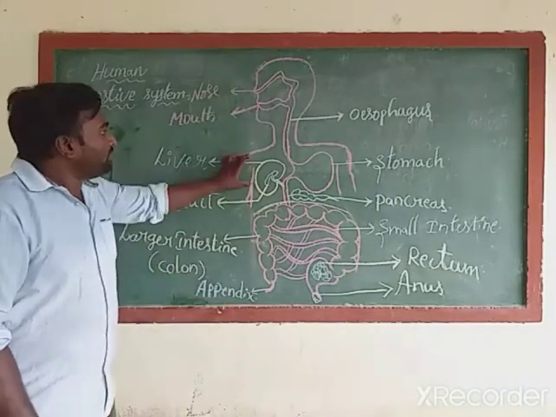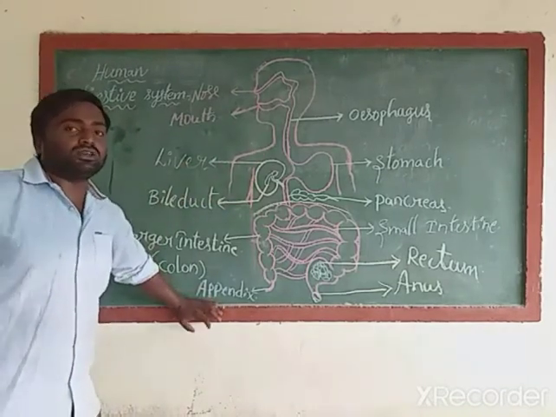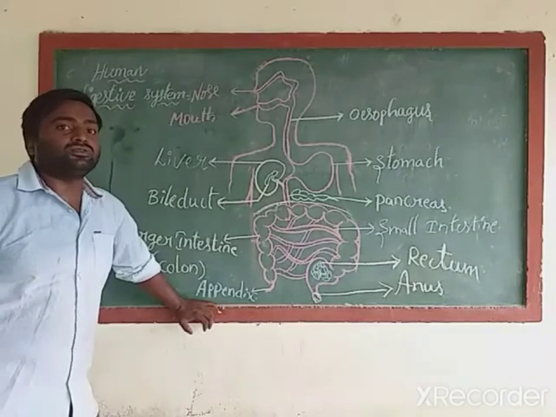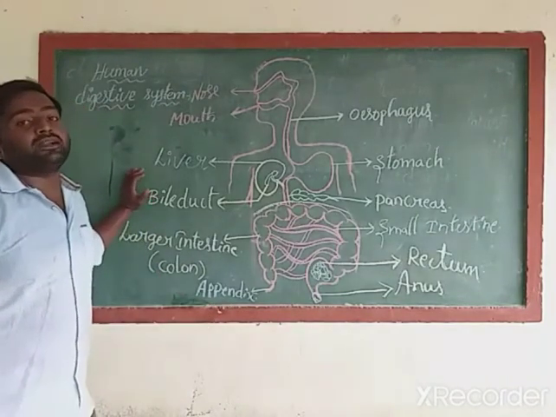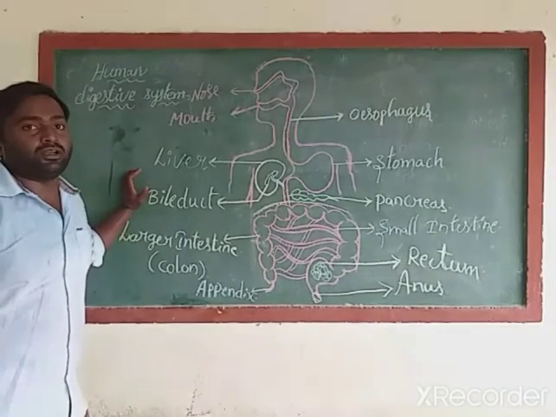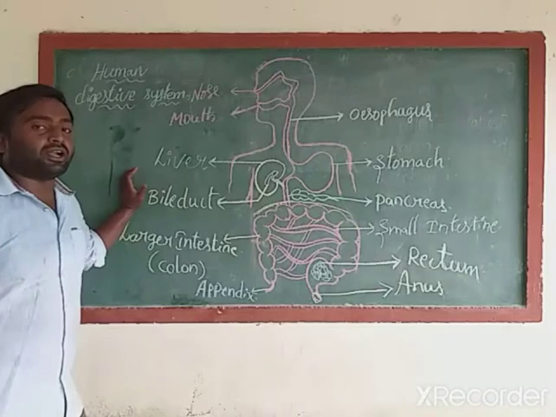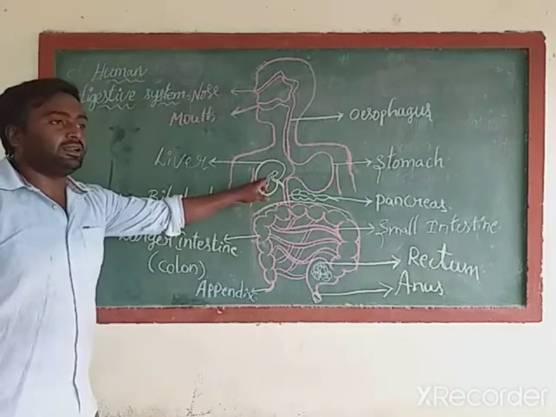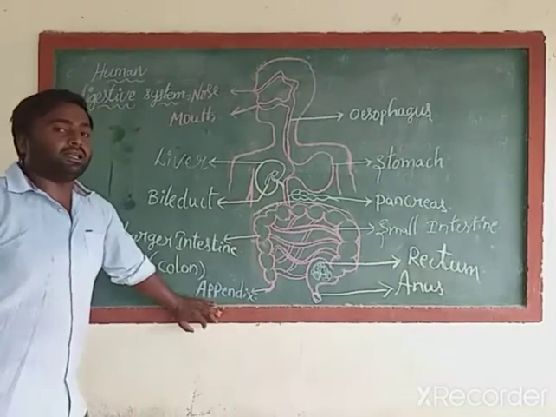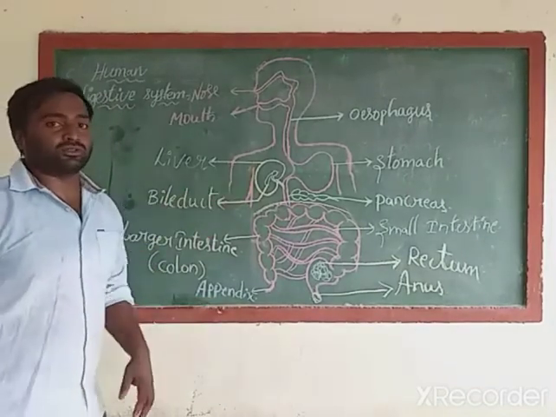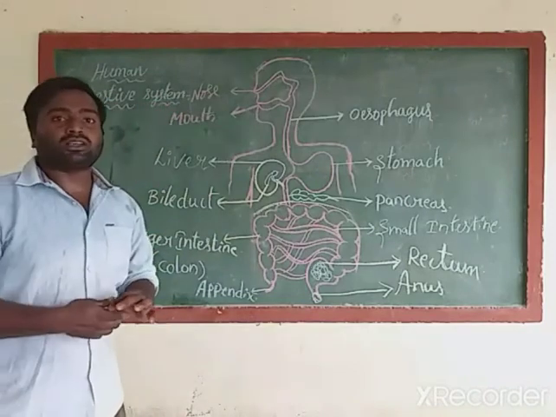Next, if you observe this diagram, there is a chance to see the liver. What is the use of the liver? The liver is useful for the production of bile juice, which is useful to digest the fat materials in our food materials. So in order to digest the fat materials, it contains a duct. The duct is called the bile duct. The bile duct releases the bile juice. So the structure of the human digestive system is completed.